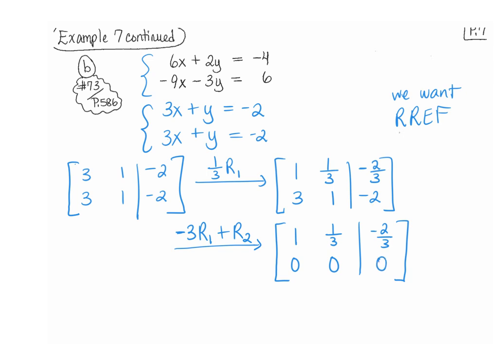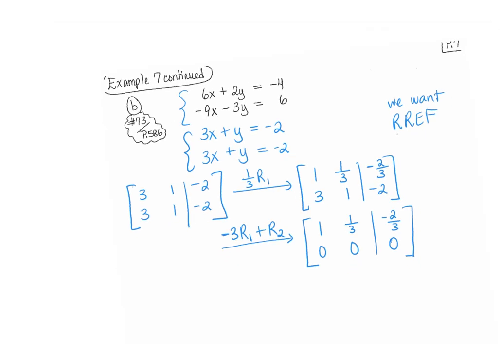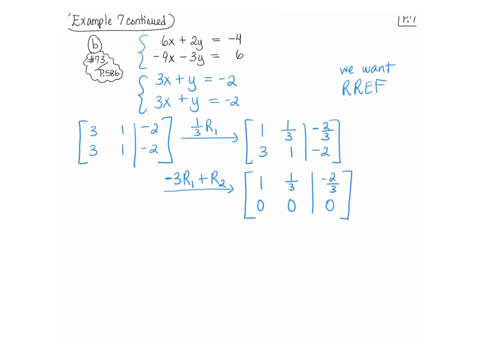This confirms what we talked about before. You now have your row of zeros at the bottom. This is in reduced row echelon form because we cannot make this 0. So how do we interpret that now is the question.